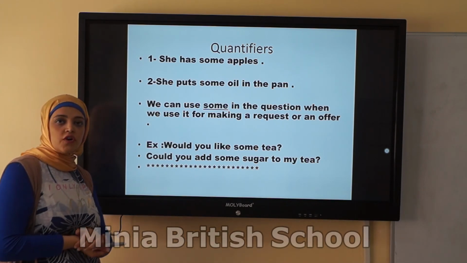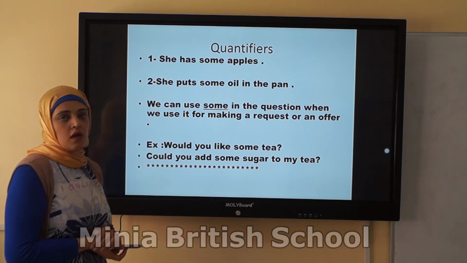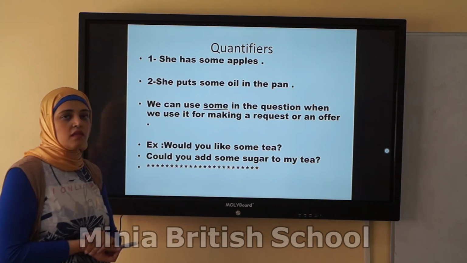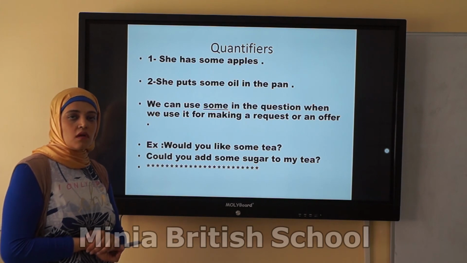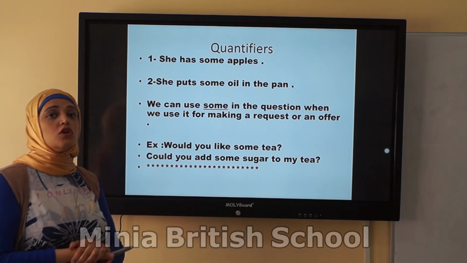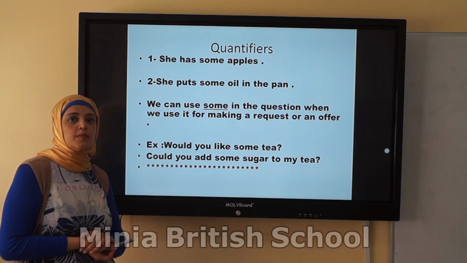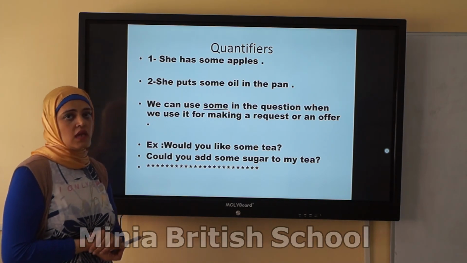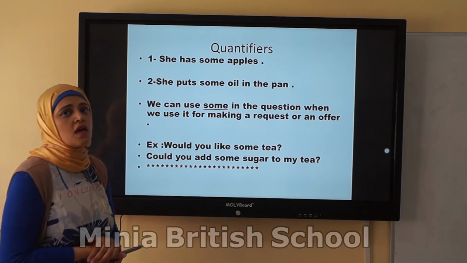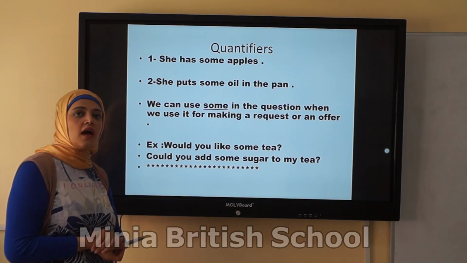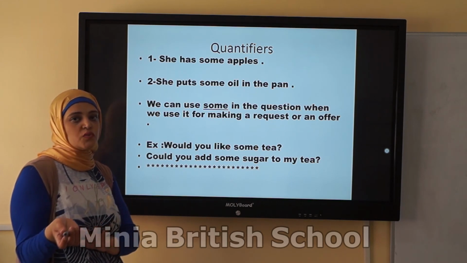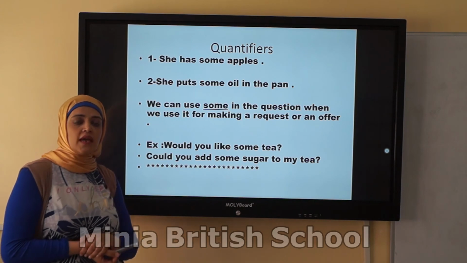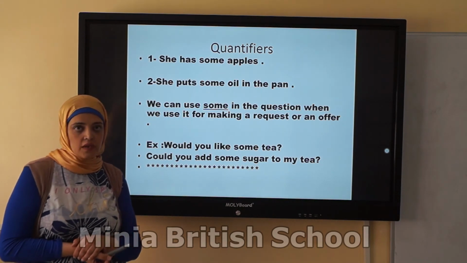What other quantifiers do we use? As we said, and I make sure again, we used some quantifiers like a lot of, loads of, and plenty of with both countable nouns and uncountable nouns, and we also explained how we can use them in the question form and in the negative.